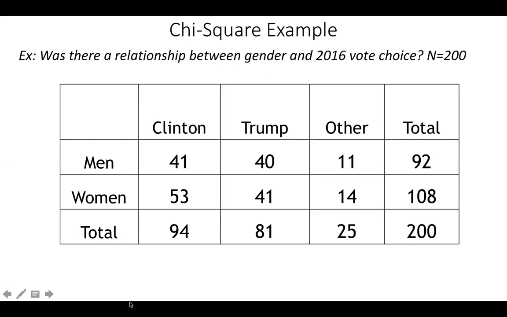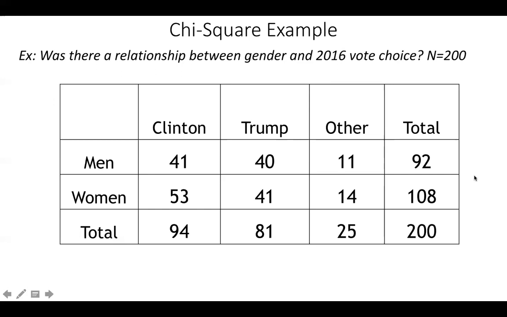And we also can see here some totals. So we have 94 people in our sample that voted for Clinton, 81 voted for Trump, and 25 voted for other. And here, this bottom right cell with the number 200 is the total number of people in our sample altogether. So this is our N of 200. All right, so that's our setup, that's our data, and now we're going to figure out if there's a relationship between gender and vote choice in the 2016 presidential election.